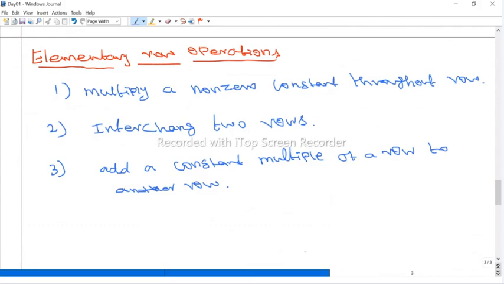First I am saying what is the meaning of this one. Suppose we have a matrix, and we have some rows here, say 3 rows.